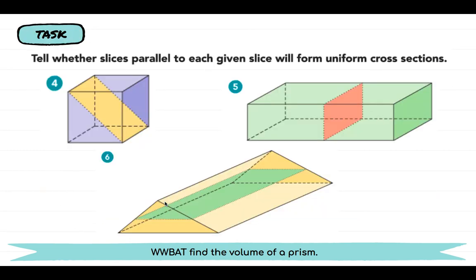Let's see if you understand what I mean. You're going to tell whether slices parallel to each given slice will form a uniform cross section. If I make a slice that is parallel to this orange area and make another one parallel to it, would it make the same shape? Do the same for numbers 5 and 6, and come back when you are ready.